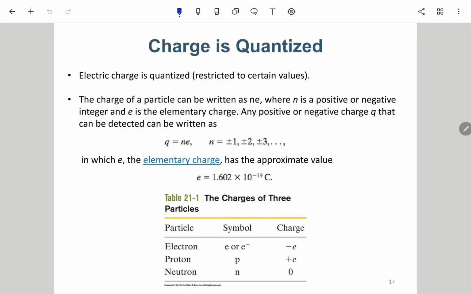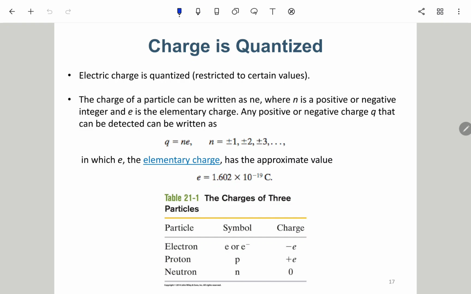Okay, so let's move on. The second part of chapter 21 is called charge is quantized. We won't go very deep into this topic. It is actually related to quantum mechanics, but we won't cover quantum mechanics in this course.